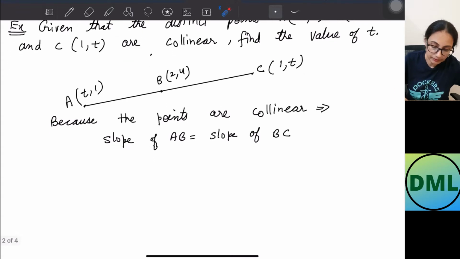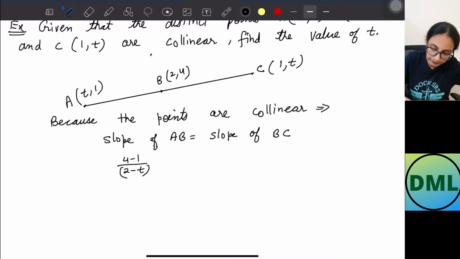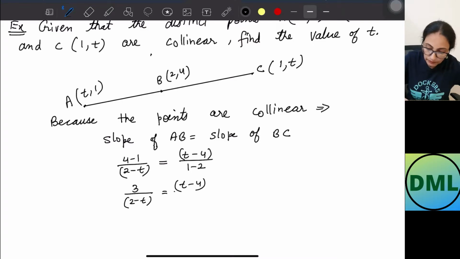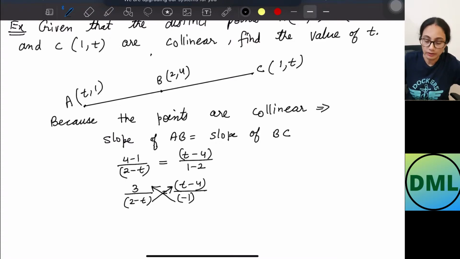Now, let's apply the formula here. Slope of AB, y2 minus y1, 4 minus 1, over x2 minus x1, 2 minus t, is equal to BC, y2 minus y1 over x2 minus x1. Now let's solve this here. It will be 3 divided by 2 minus t is equal to t minus 4 divided by minus 1. What I am going to do? I am going to do cross multiplication on both the sides.